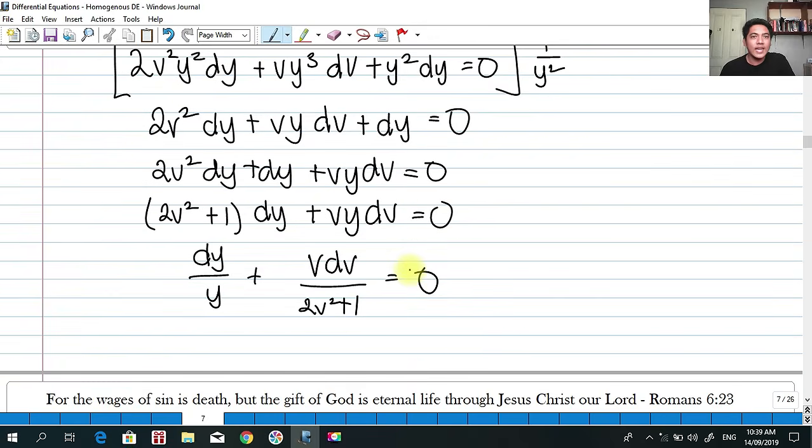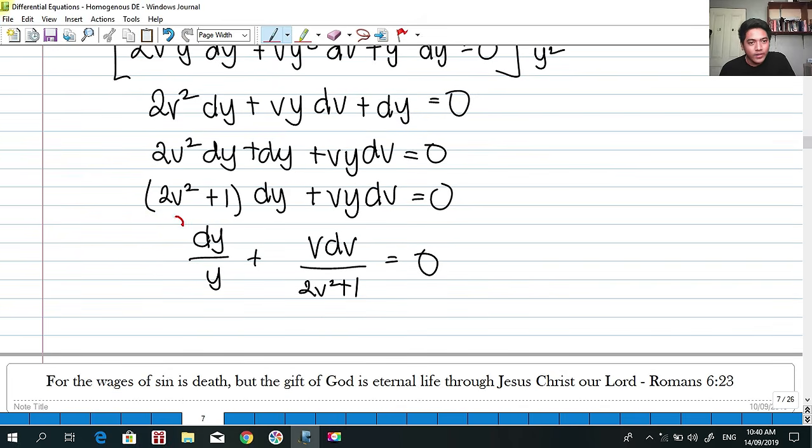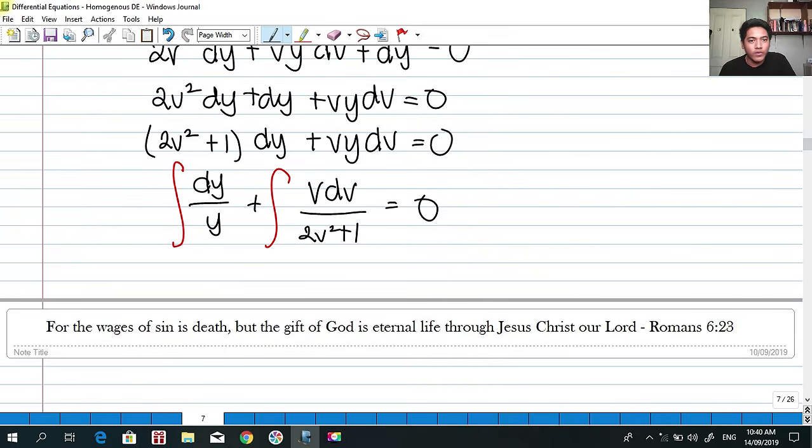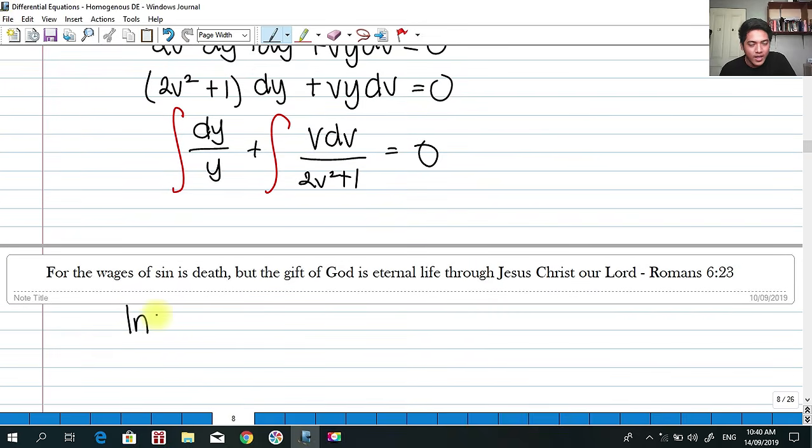Okay, so what's the next step after arranging this as variable separable? Again, we need to integrate both sides. Upon integration, dy over y is the easiest one. We have ln of y plus, let me rewrite this, v dv over 2v squared plus 1 is equal to 0.